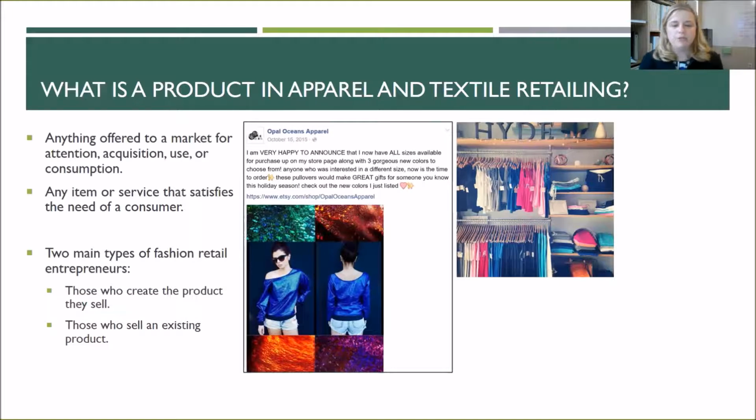So the first thing we have to establish is a working definition of what we mean by product, because that word is thrown around a lot, especially in business. So when we refer to a product, we mean anything that is offered to a specified market. So that's one of the keys. And it's offered to this market to get their attention and to get them to acquire the product, and also for them to use it or consume it.